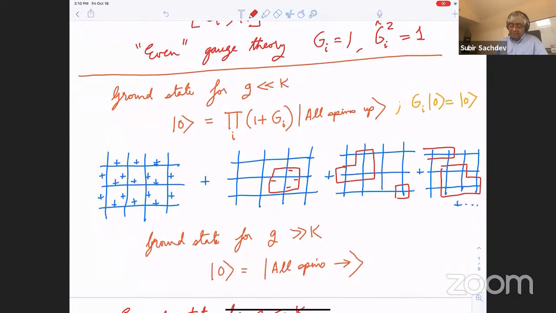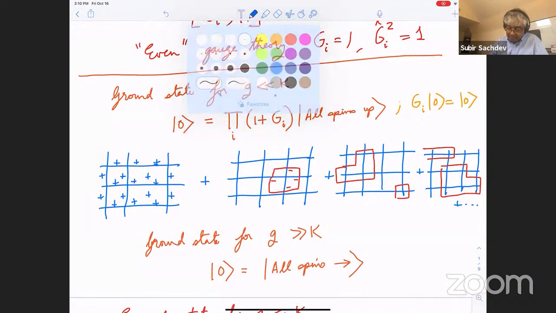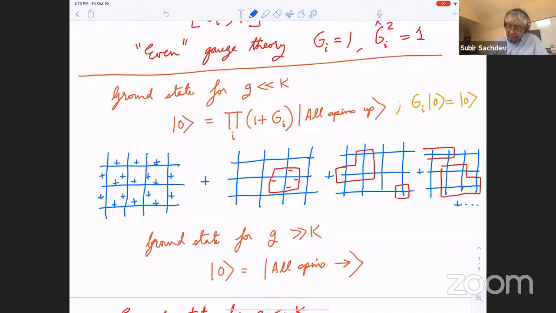So this is the state with all spins up. And then I hit a G_i on this site, and then I flip the spins on those sides. And now I'm only drawing the minus spins. In fact, I can even dispense with drawing the minus spins. What I'm going to do is draw a line through every link that has a minus spin. So I draw a line here, and what I see is I get a square.